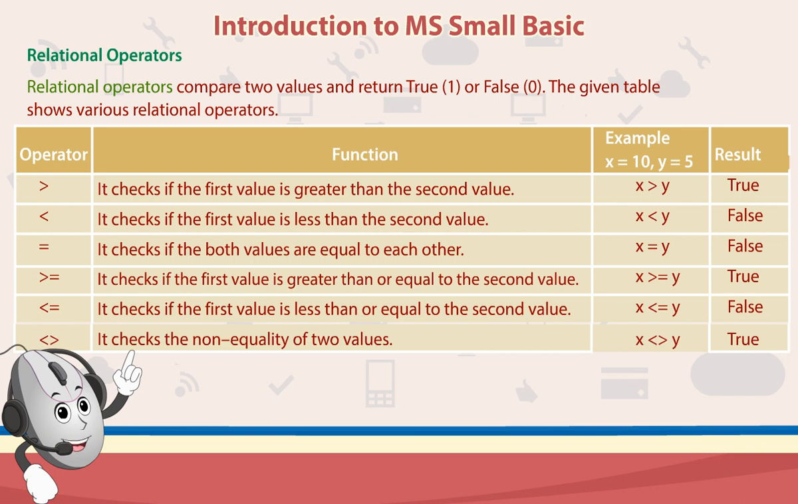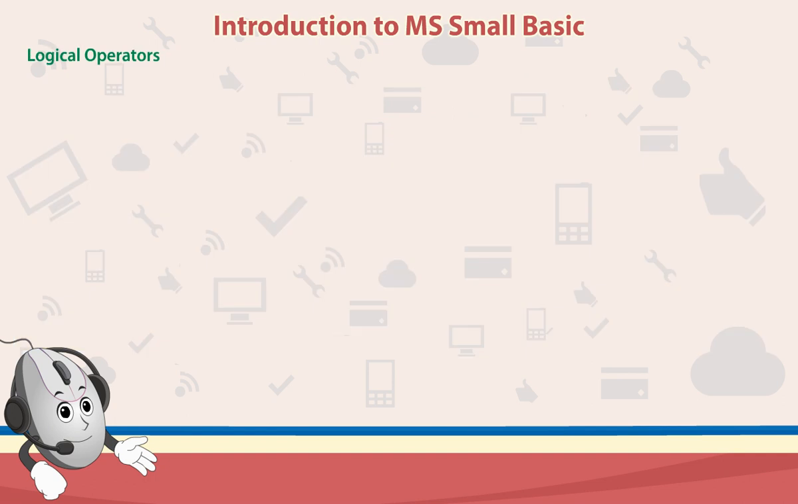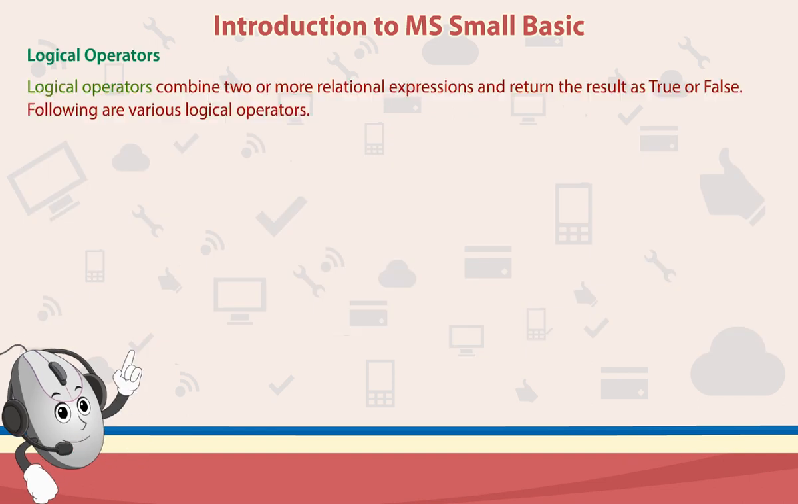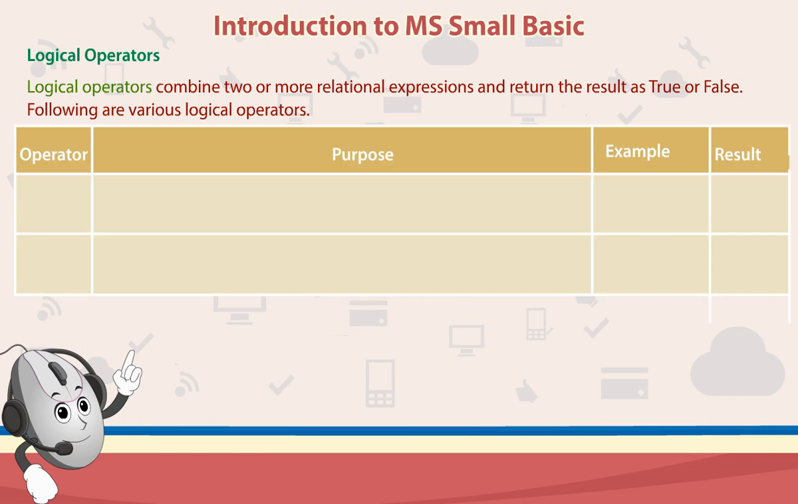False. Non-equality. It checks the non-equality of two values. x is not equal to y. True. Logical operators. Logical operators combine two or more relational expressions and return the result as true or false. Following are various logical operators.